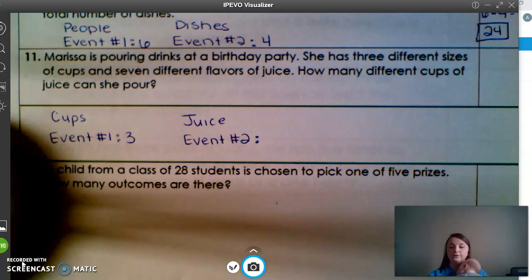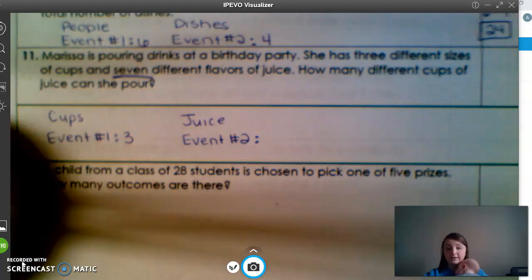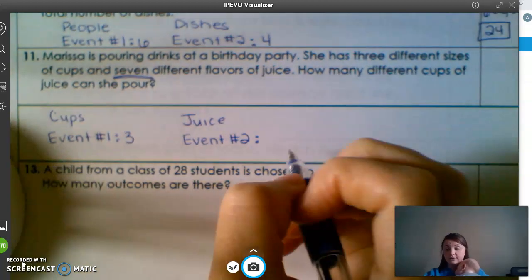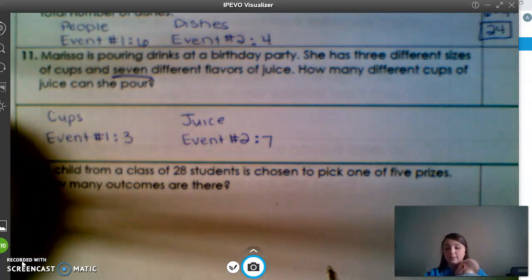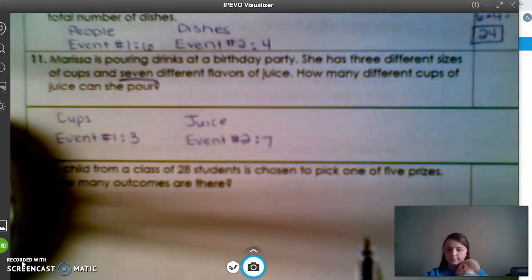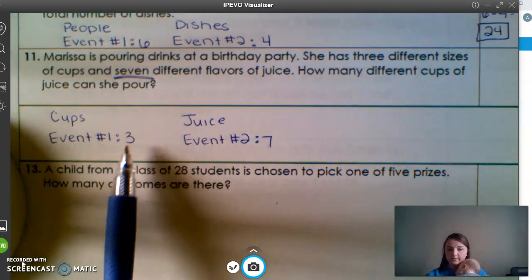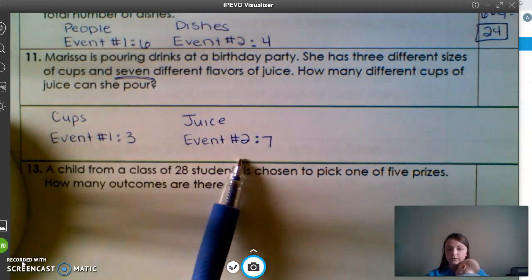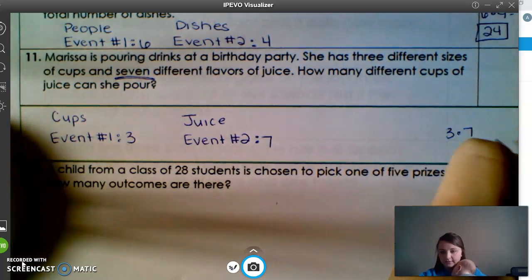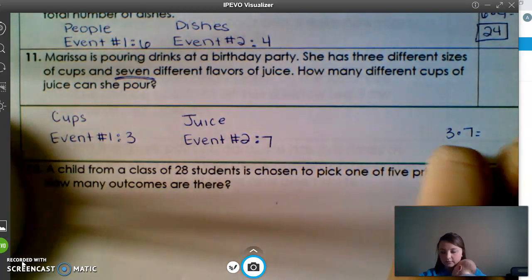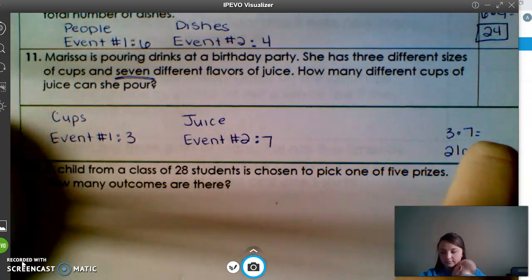Well, how many different juices could she choose from? Well, it says 7. There's 7 different flavors of juice. So there's 7 possible outcomes. Well, to be able to get the total number of outcomes, what would we do? Take the outcomes from event 1, outcomes from event 2, multiply them together. So 3 times 7 equals 21 outcomes.